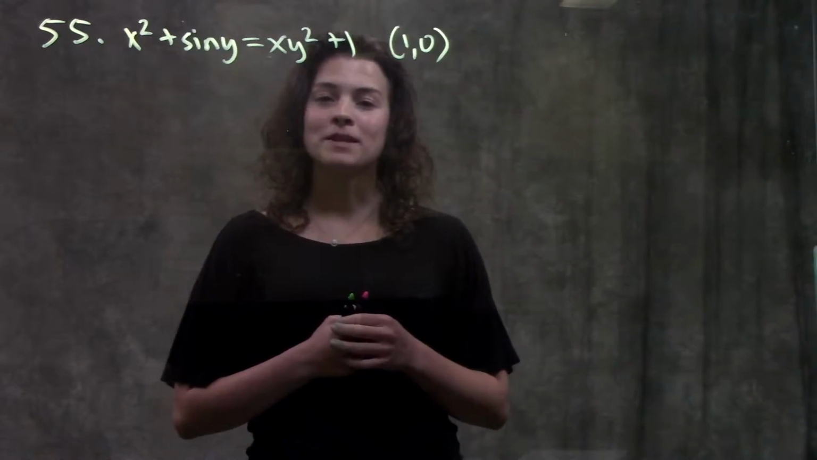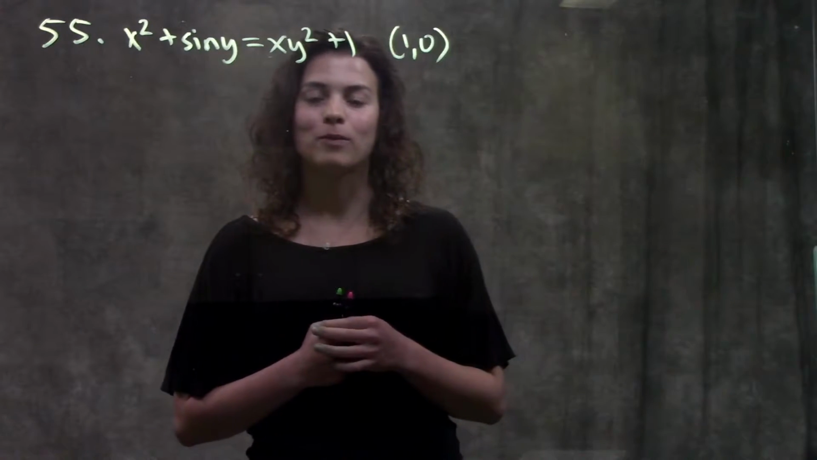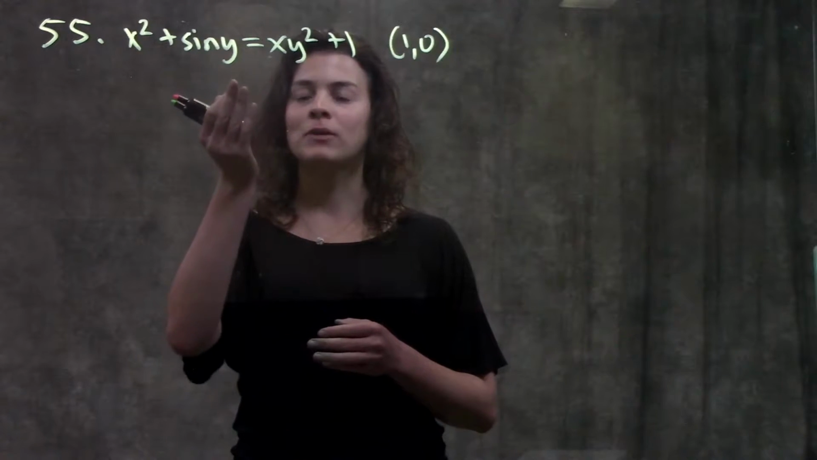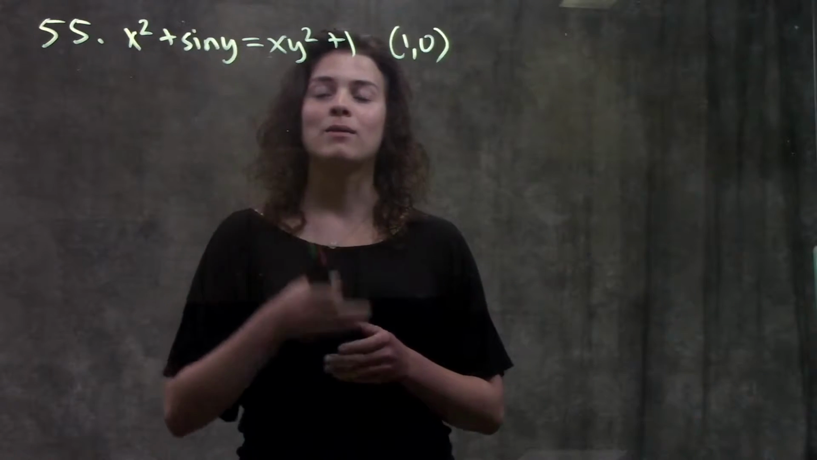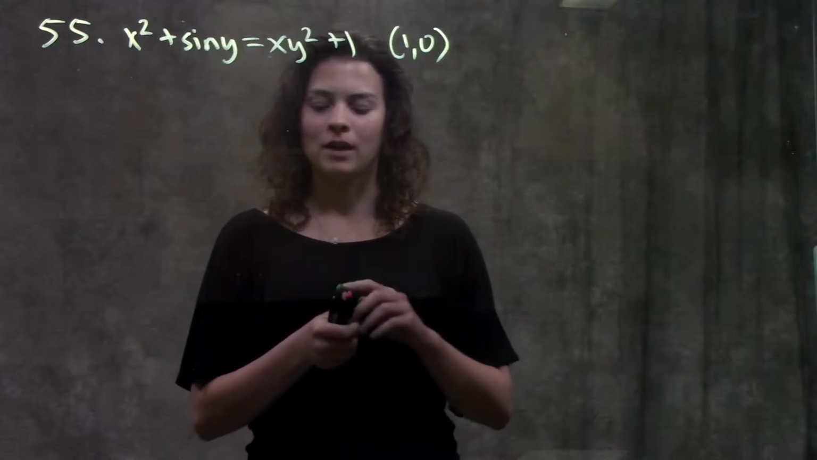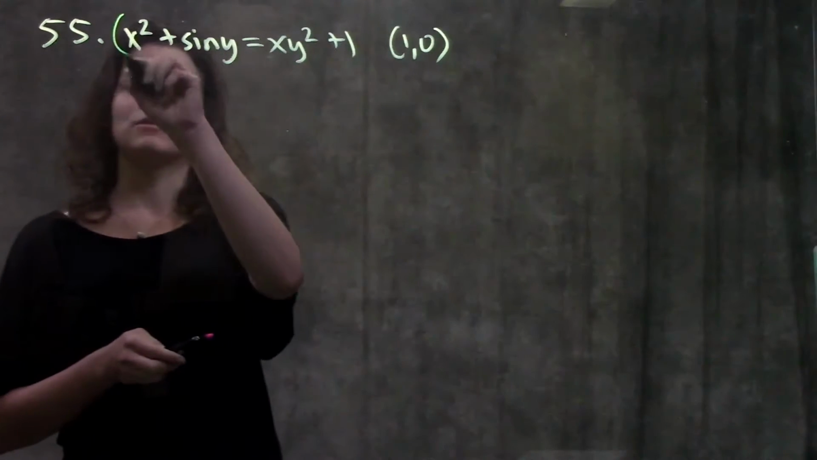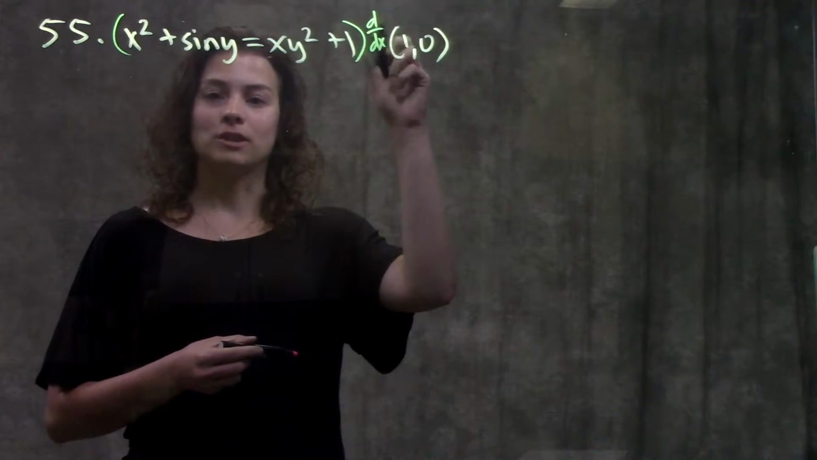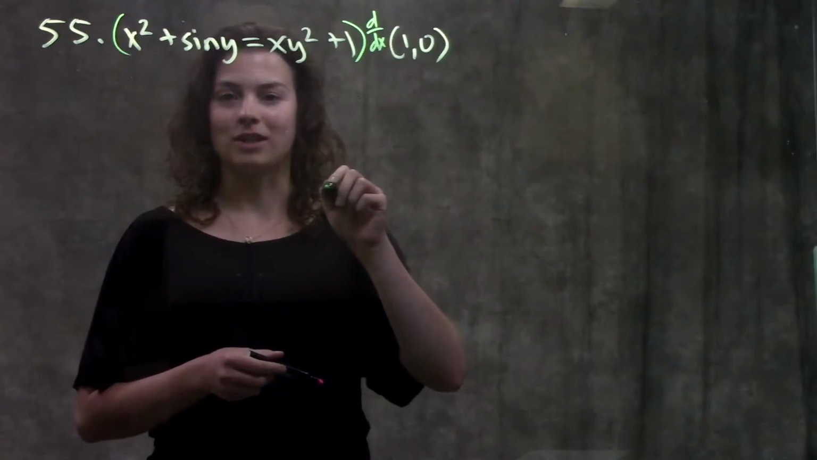So remember, implicit differentiation, we use that whenever we can't isolate a variable on just one side of the function. So here, if we try to solve for either x or for y, we wouldn't be able to isolate either one. So we do something called implicit differentiation. The way I like to think about that is you take the d over dx, or you take the derivative of each term in the function.